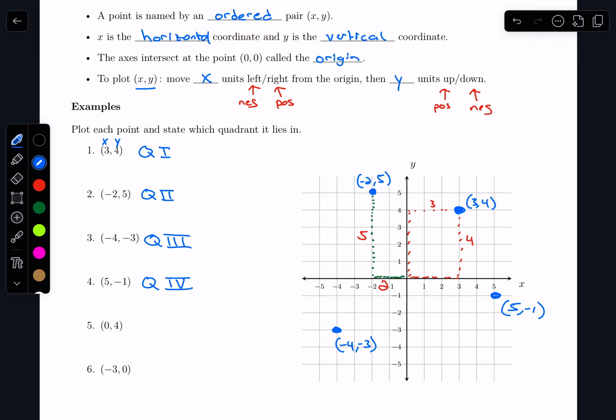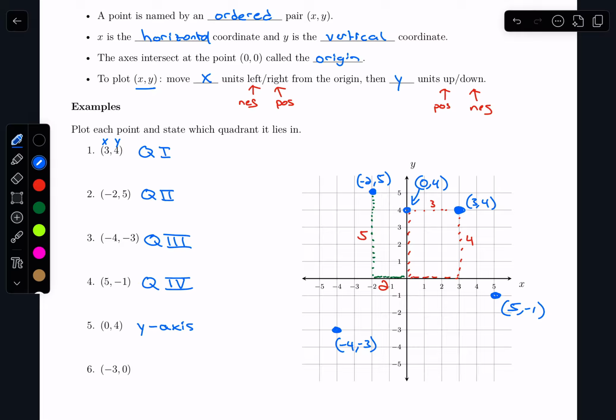All right, now we have 2 more that are special cases where we're going to be on an axis. Number 5 is (0, 4). The 0 means we do not go left or right at all, but the 4 means I'm going to go up 4. I'm going to have to draw my label a little to the side here, but (0, 4) is right there, and that is on top of the y-axis. So instead of naming a quadrant, we'll just say that it's on the y-axis.